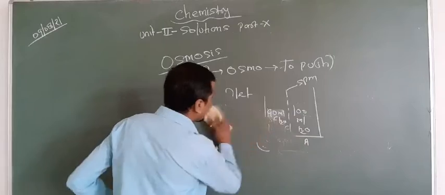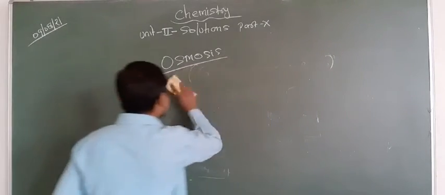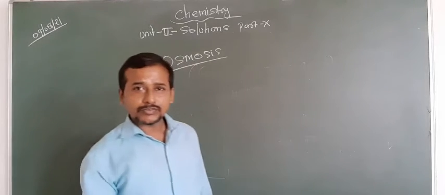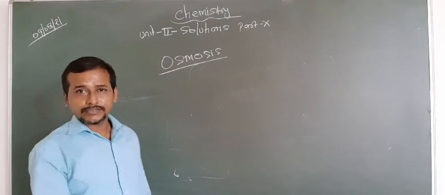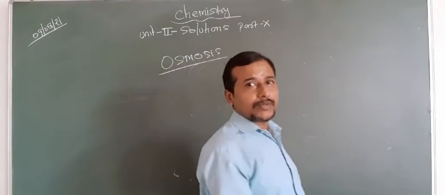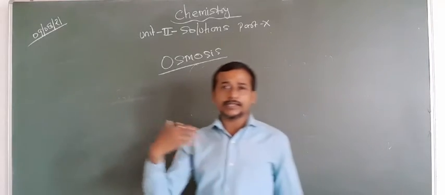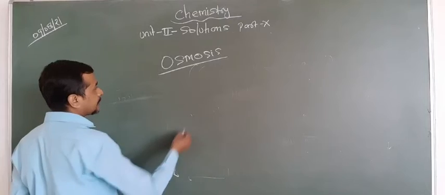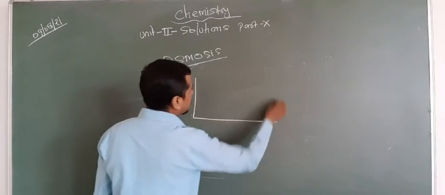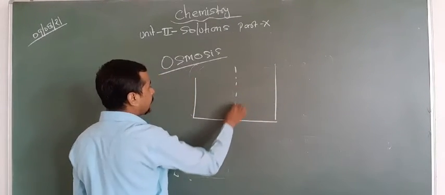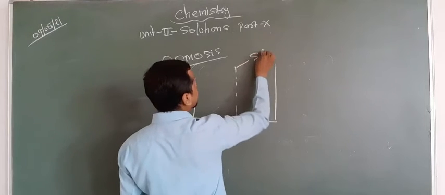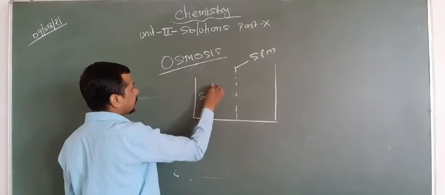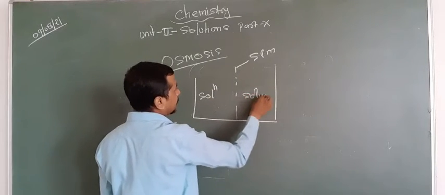So look here at the osmotic pressure. This is basically the pressure exerted toward the solution side to just prevent the flow of solvent molecules from their higher concentration to lower concentration. It is known as osmotic pressure. So look here, again one scheme is there. Now here we are taking the solution and here we are taking the solvent.